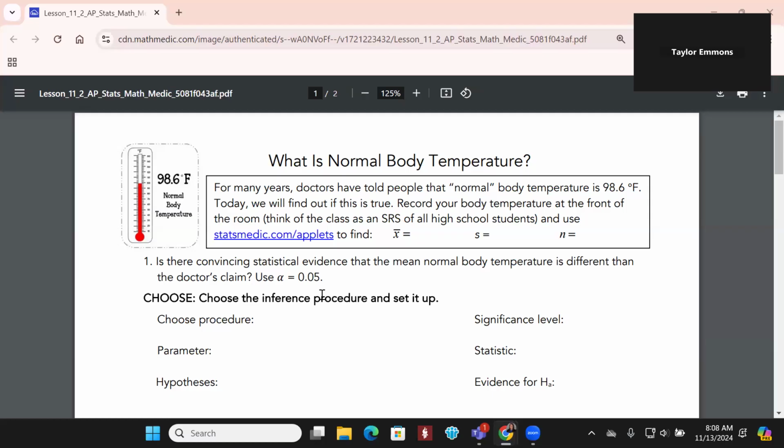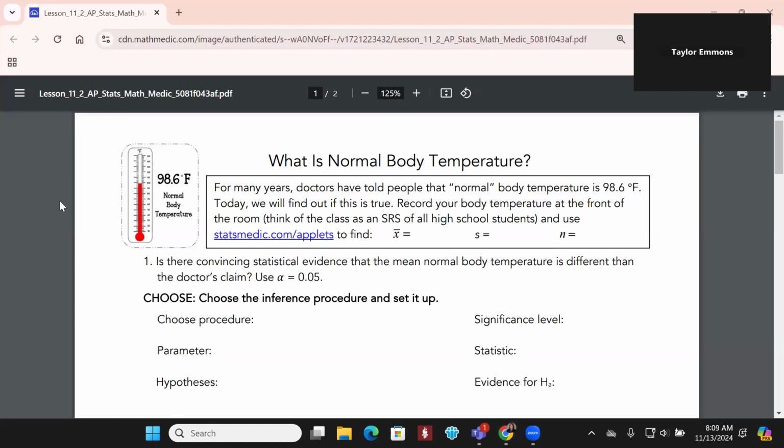So for many years, doctors have told people that normal body temperature is 98.6. But today, we're going to find out if this is true. Record your body temperature at the front of the room. Think of the class as a simple random sample of all high school students. I'm not going to take your temperature, because I feel like that's invasive just a little bit.